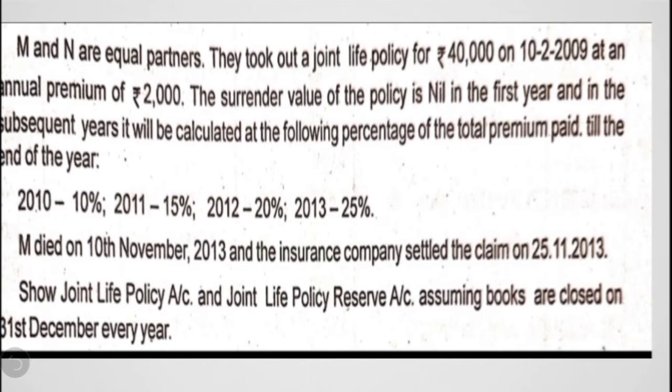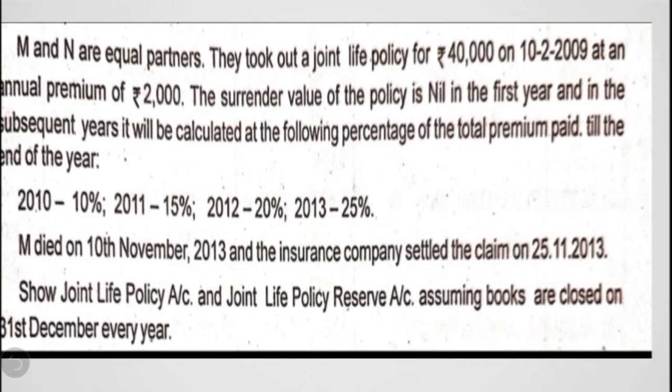M died on 10th November 2013 and the insurance company settled the claim on 25th November 2013. Show joint life policy and joint life policy reserve account assuming the books are closed on 31st December every year.